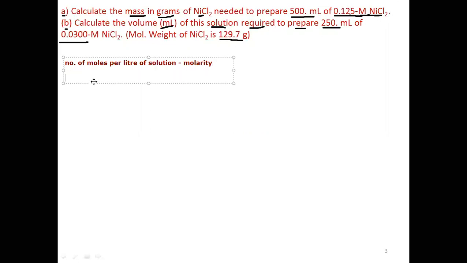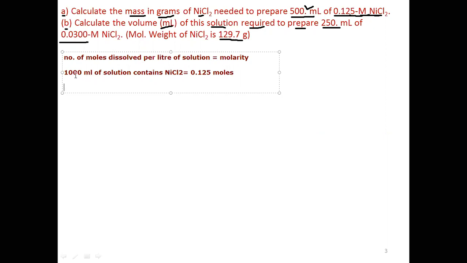0.125 molar nickel chloride means 1000 ml of solution contains 0.125 moles of nickel chloride. Now we have to calculate for 500 ml. Before that we will write, 1 ml of solution contains nickel chloride equal to, how much does it contain? 0.125 divided by 1000.